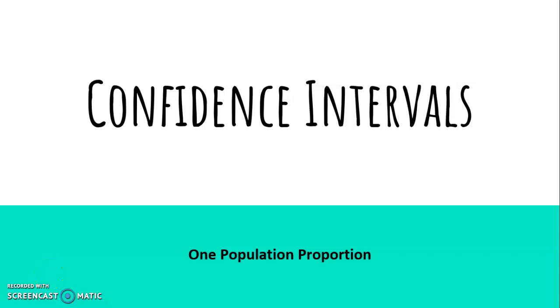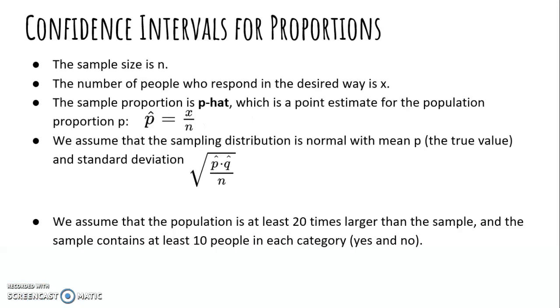This video is confidence intervals for one population proportion. So we have talked about confidence intervals for estimating a mean. Now we're going to talk about confidence intervals for estimating proportions. So some things we need to know. The sample size is still n. The number of people who respond in the desired way is x.